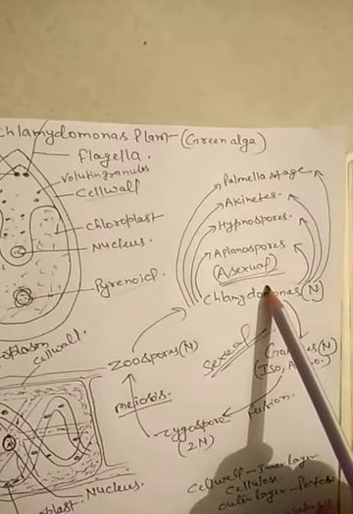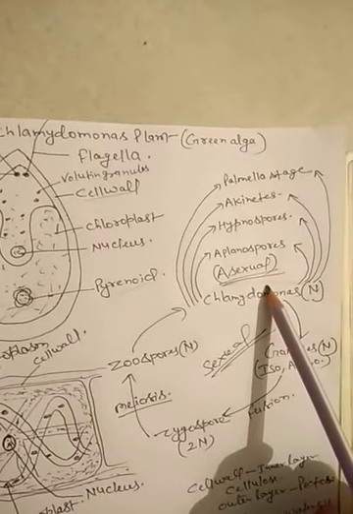Now we will talk about sexual reproduction. Chlamydomonas produces gametes. In some species the gametes are isogametes, meaning morphologically similar, and in some it produces anisogametes, where the gametes are of different size, but both are motile. Now these gametes fuse. This is fertilization. After fusion it forms the zygote.